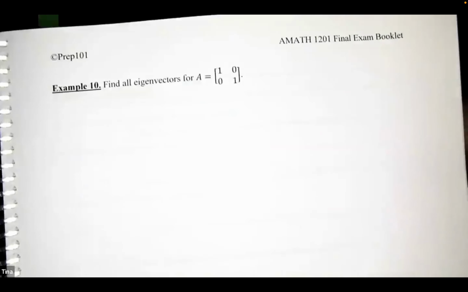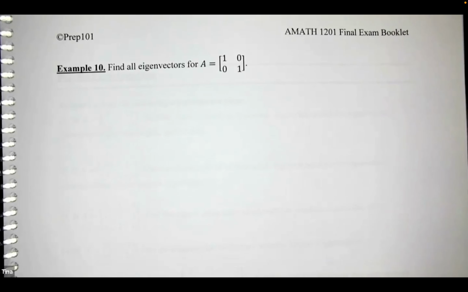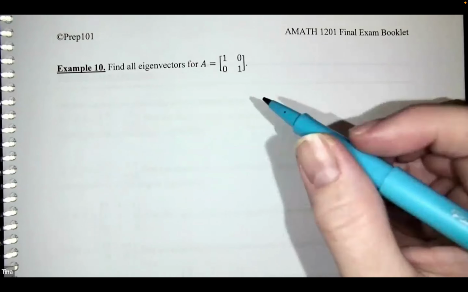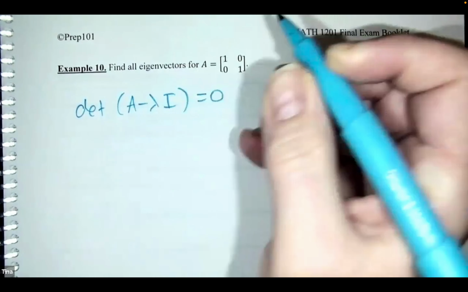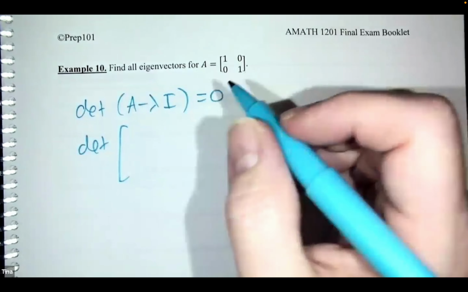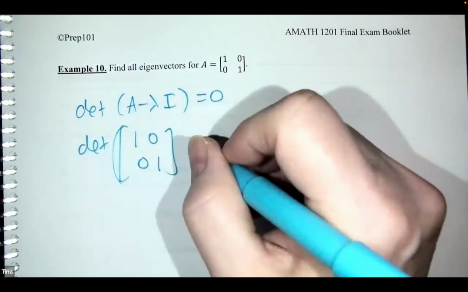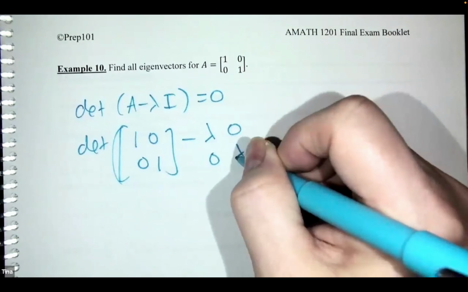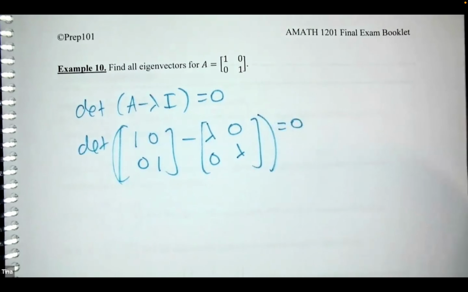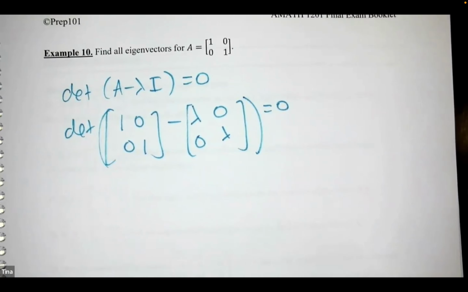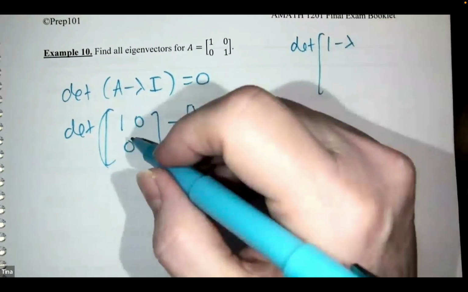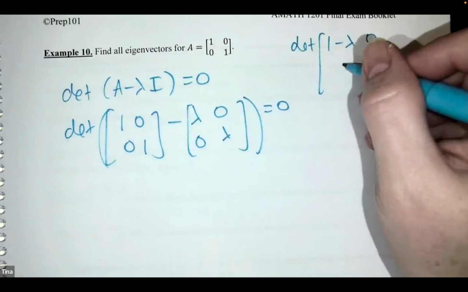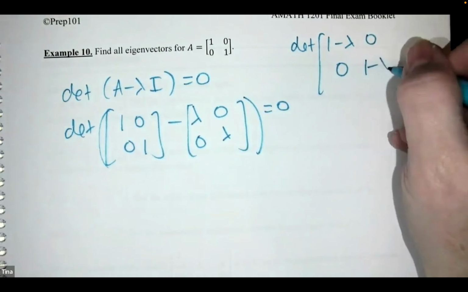Okay, last one. How do you get two vectors from one eigenvalue? Well, in this case, if I do det of A minus lambda I, so we've got 1, 0, 0, 1 minus lambda I equals 0. So we've got 1 minus lambda, 0 minus 0, 0 minus 0, and 1 minus lambda.